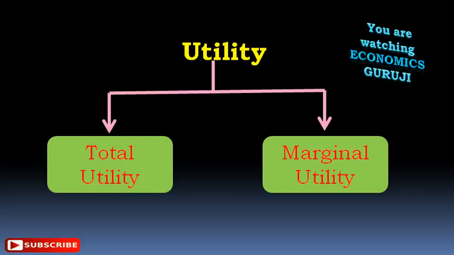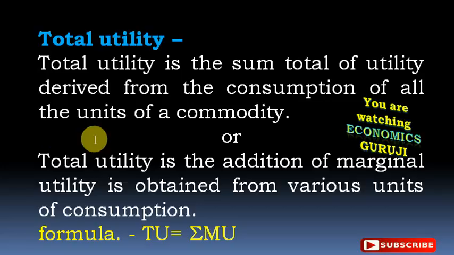Here, the first concept is total utility. Total utility is the sum total of utility derived from the consumption of all the units of a commodity, or total utility is the addition of marginal utility obtained from various units of consumption. The formula of total utility is the sigma marginal utility. The sum total of marginal utility is equal to total utility.